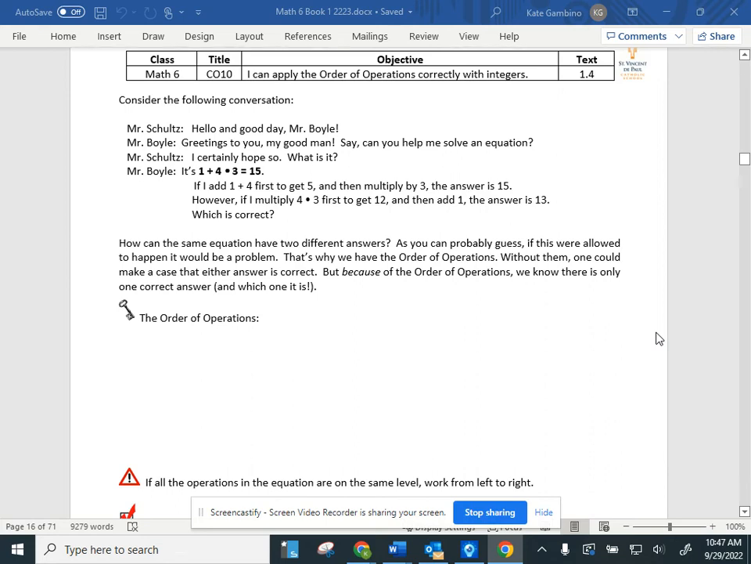Good morning. Today we are working on CO10. This is our last objective in Unit 1. So tomorrow we are going to do a little review of our objectives. Monday will be a practice test. Tuesday will be our real test.